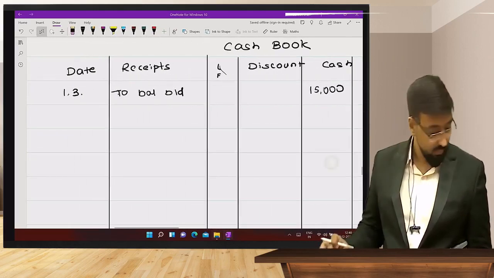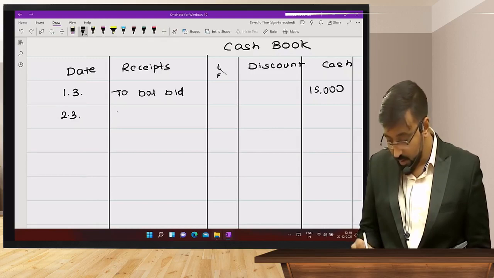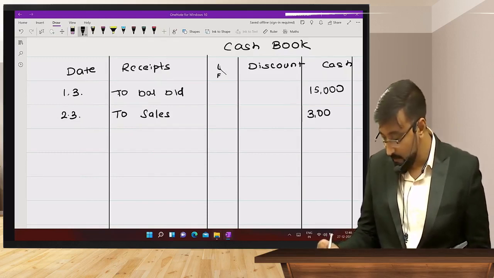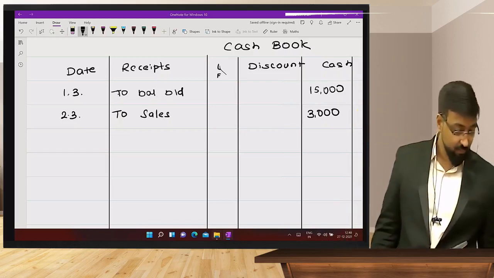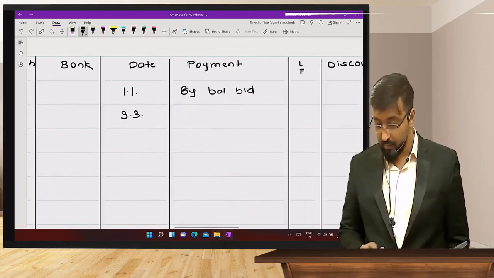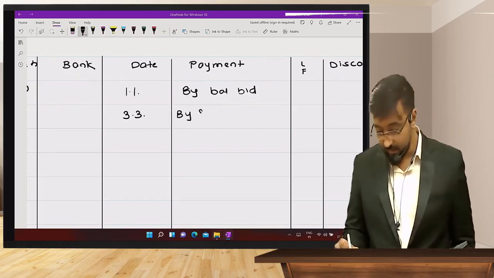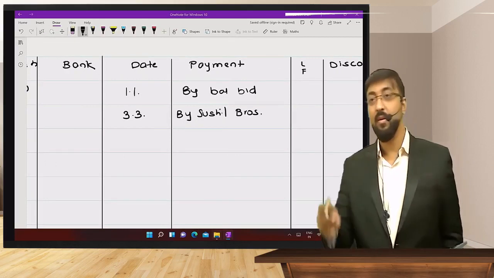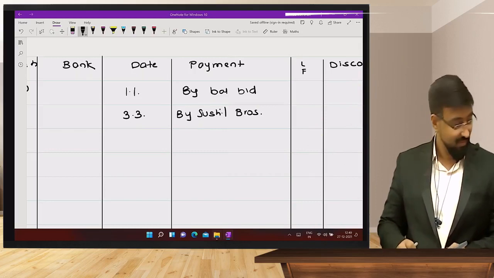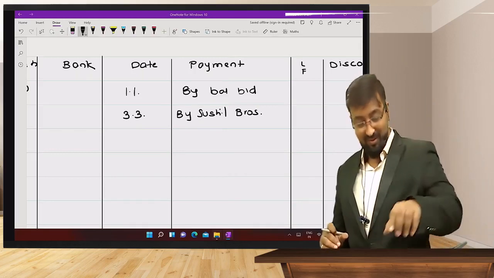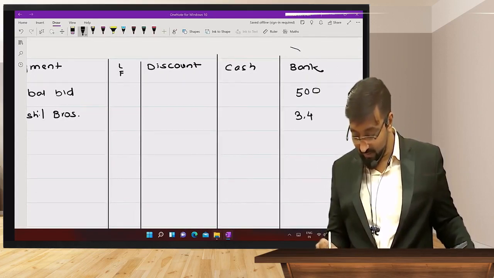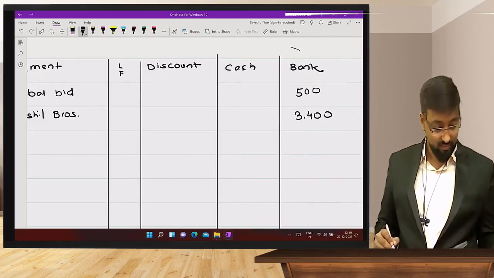Cash sales. 2nd March. To sales in cash column. 3000. Yes, beta. Paid to Sushil Brothers. 3rd. Payment by Sushil Brothers, 3,400, and discount column how much? 100.